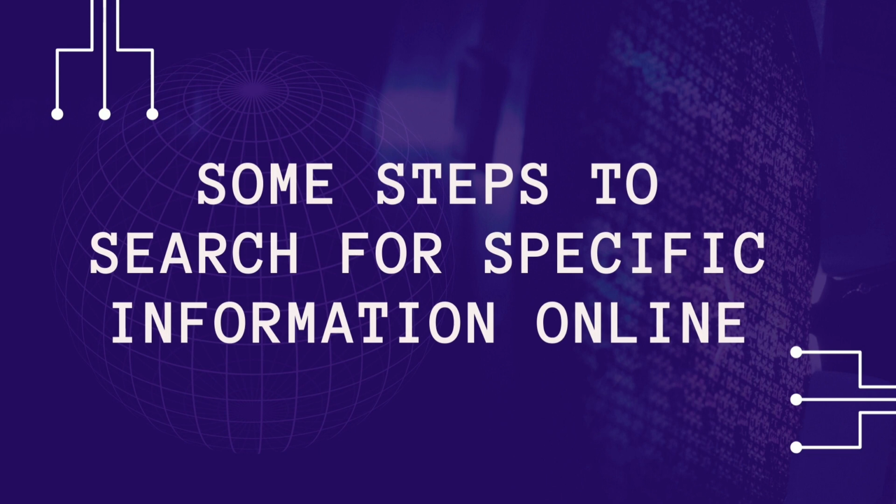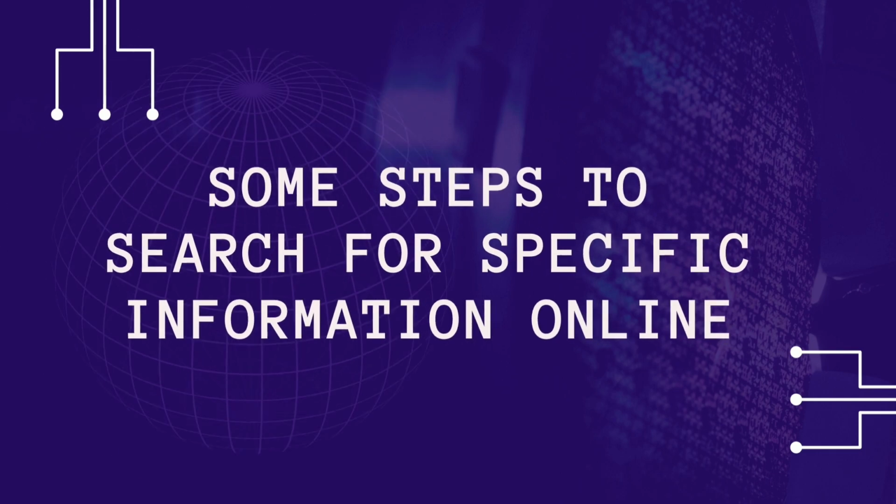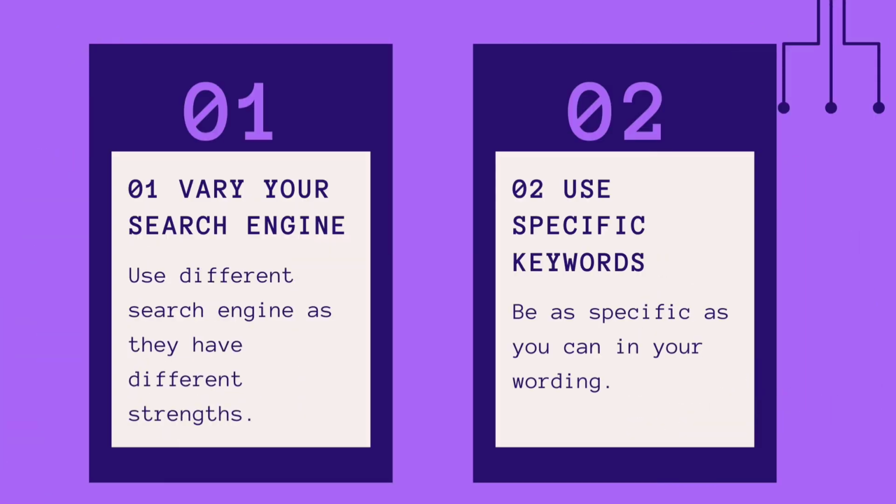Now that you know how to use Google Search in your smartphone, here are some steps to search for specific information online. Number 1. Vary your search engine. Use different search engines as they have different strengths. Number 2. Use specific keywords. Be as specific as you can in your wording.